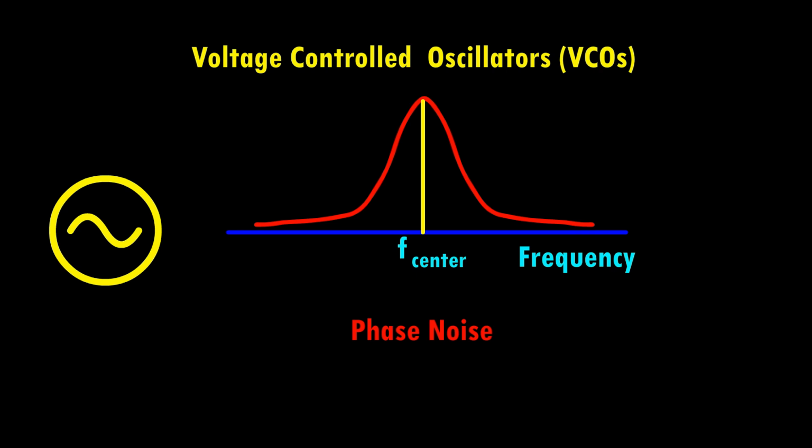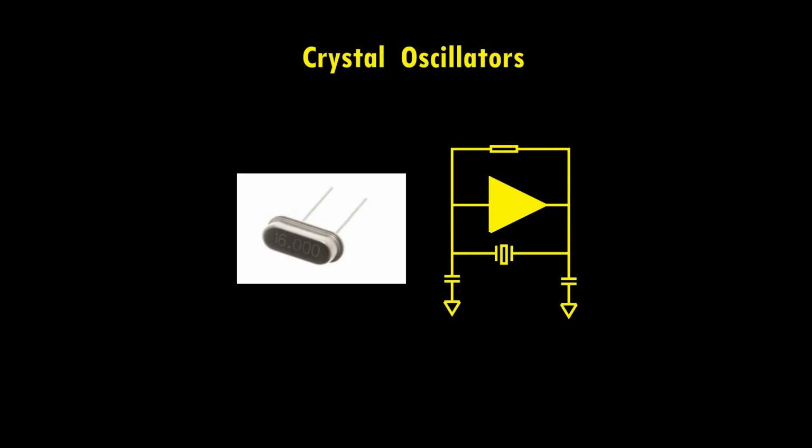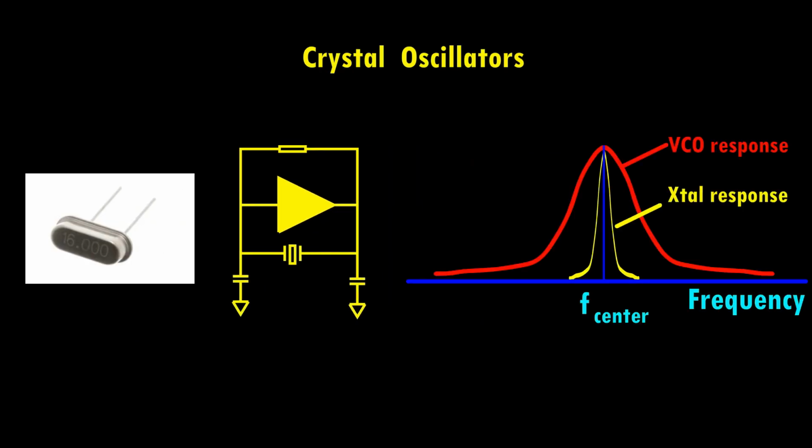Due to these drawbacks of limited tuning range and frequency inaccuracy, VCOs cannot serve as a standalone frequency source in a wireless system. This is where crystal oscillators come into play. Crystal oscillators can resonate at a specific frequency with exceptional accuracy and minimal phase noise. However, their frequency is fixed and determined by the physical dimensions of the crystal, offering no tunability.